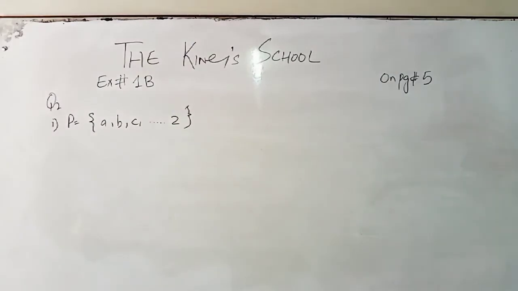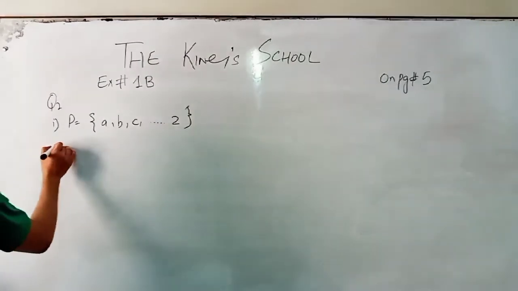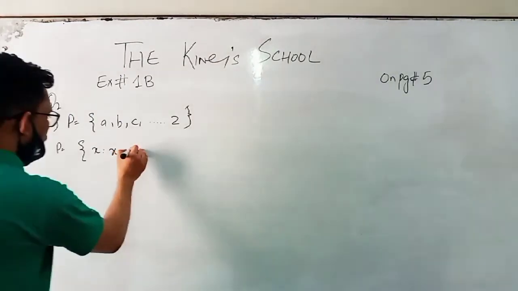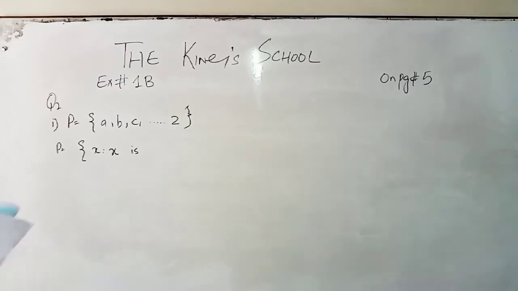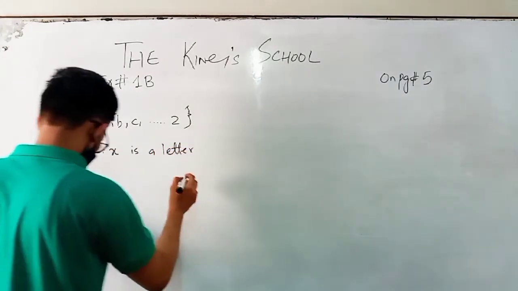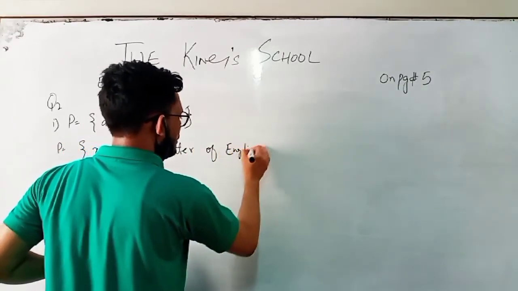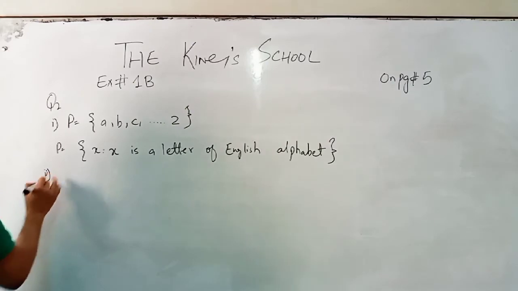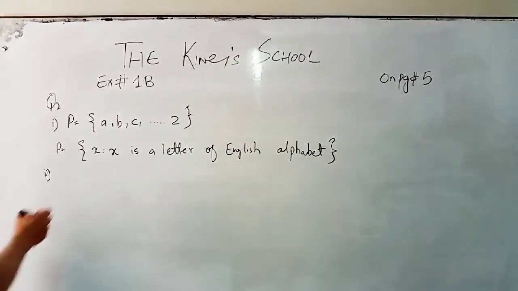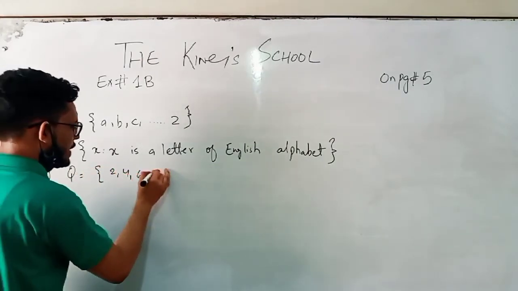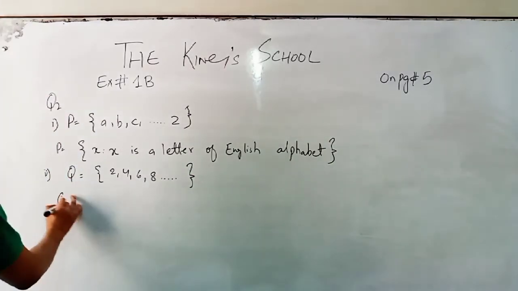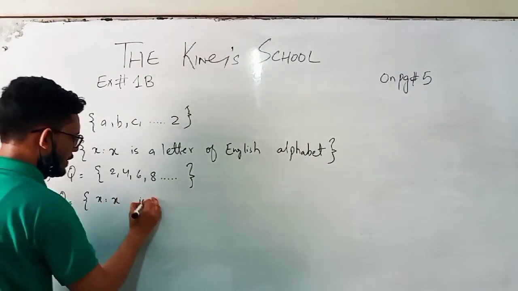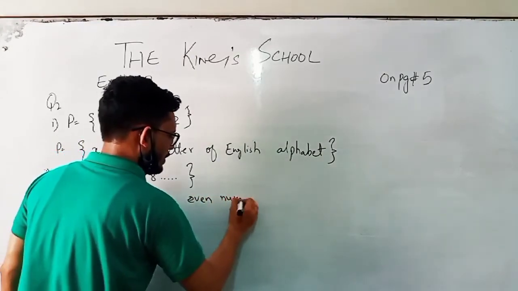So in the set builder form, we write P equals X, such that X is a letter of the English alphabet. The second part is Q equals 2, 4, 6, 8 up to infinity. So we can write X is an even number.